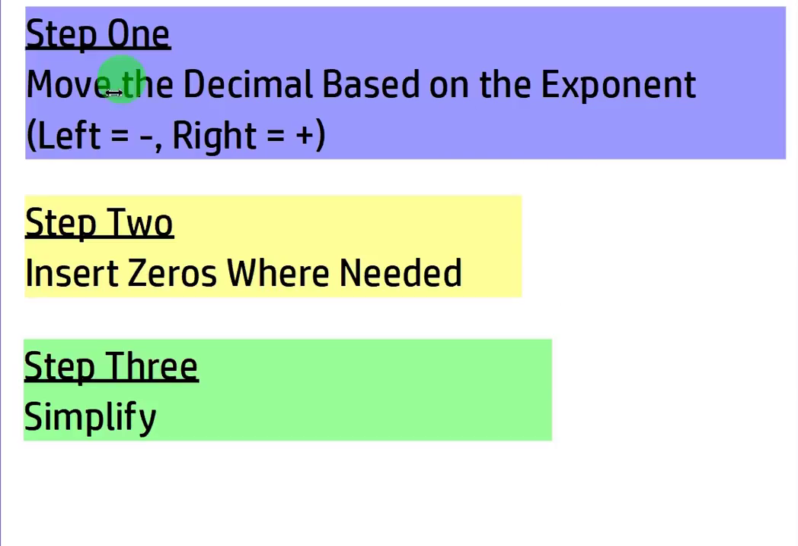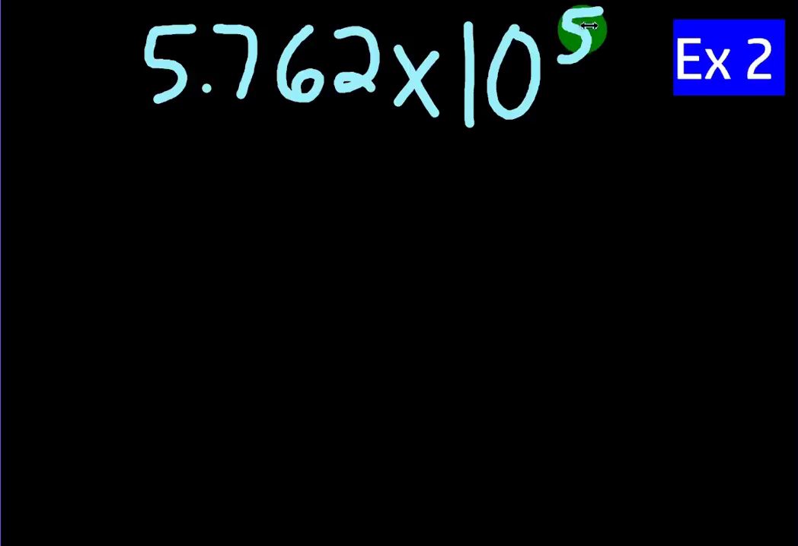Alright, we're going to simply move the decimal based on the exponent. If the exponent's negative, we're going to move it left. If the exponent's positive, we're going to move it to the right. So in this case, our exponent's positive, so we're going to be taking this decimal, moving it to the right 5 units. Pretty simple.